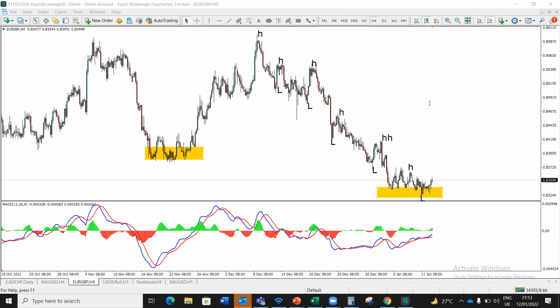This is a low. Now, if you watch this, you can see that this is a downtrend. Why? Because it is made up of a series of lower highs and lower lows.